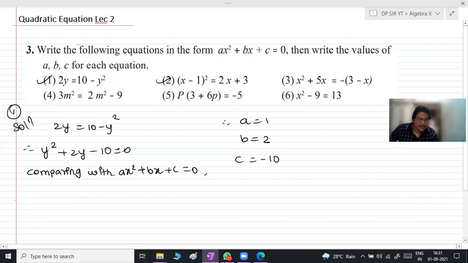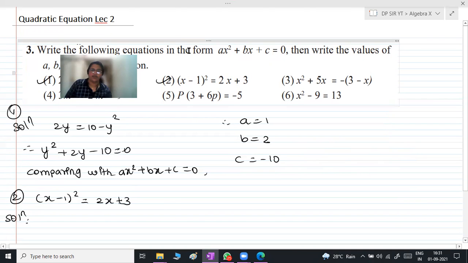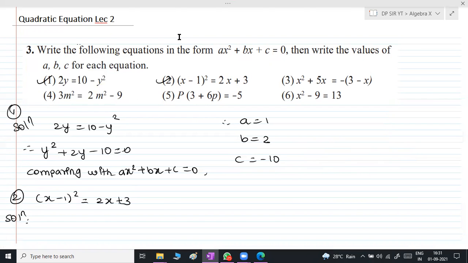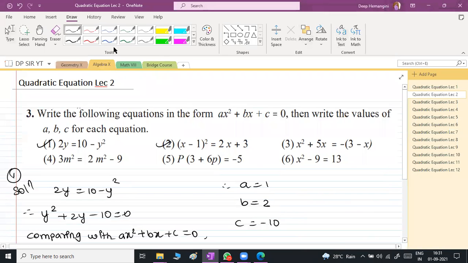Let's start with the second one. What they have asked in the second question is x minus 1 the whole square is equal to 2x plus 3. Let us start with the solution. There is a prerequisite which is required. You should know these particular formulas. I'll give you a few formulas which are needed.